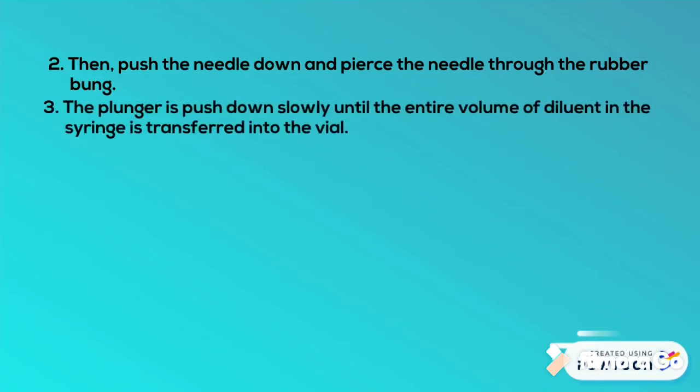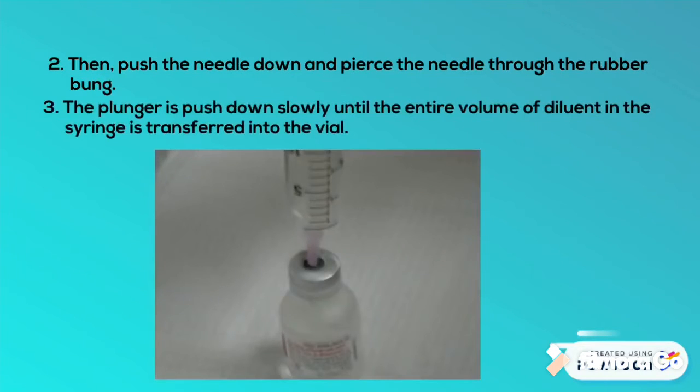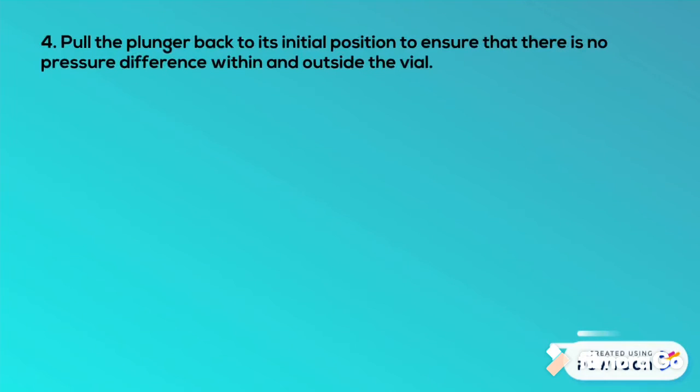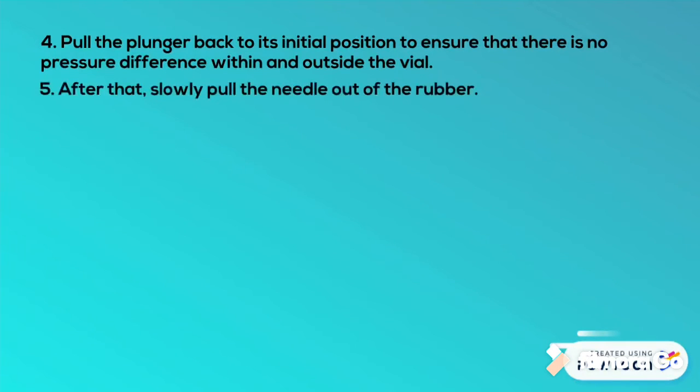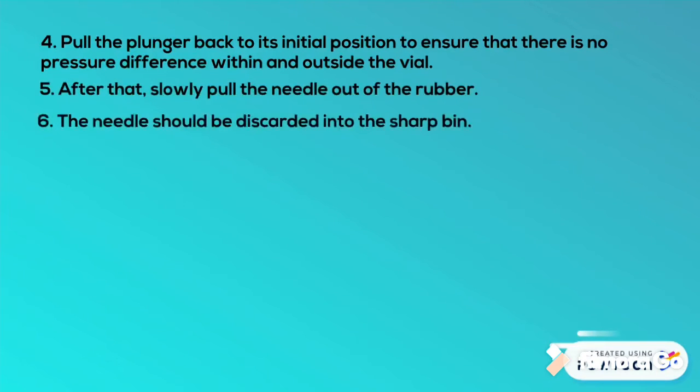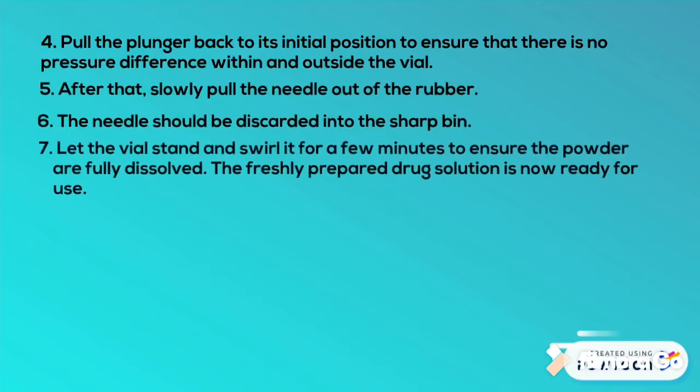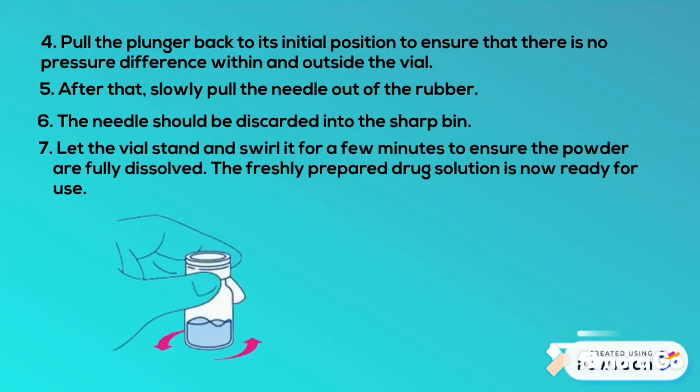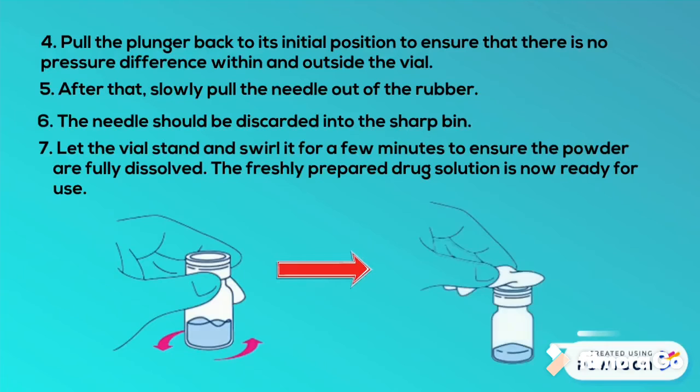The plunger is pushed down slowly until the entire volume of diluent in the syringe is transferred into the vial. Pull the plunger back to its initial position to ensure that there is no pressure difference within and outside the vial. After that, slowly pull the needle out of the rubber. The needle should be discarded into the sharp bin. Let the vial stand and swirl it for a few minutes to ensure the powder is fully dissolved. The freshly prepared drug solution is now ready for use.